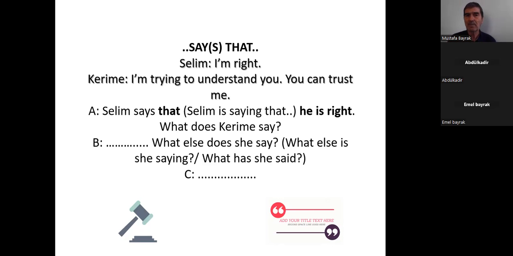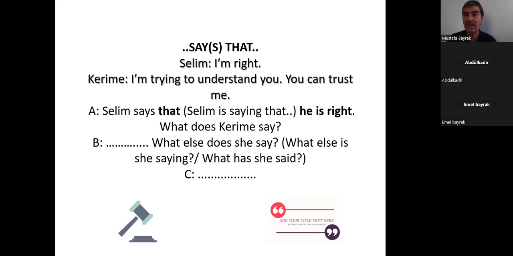What does Kerime say? Kerime says that she's trying. Yeah, Kerime is a lady. So, I am trying to understand you, are Kerime's original words and sentences. Okay. She says that, yes, she says that she's trying to understand him. Selim, yeah. She says that she is trying to understand Selim or him.